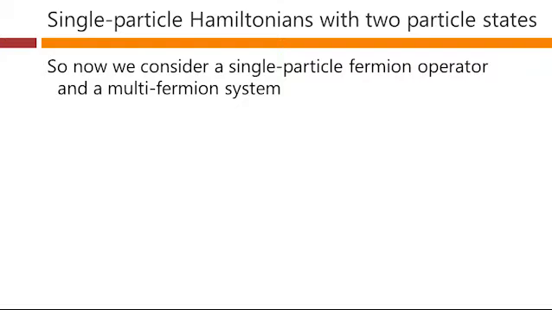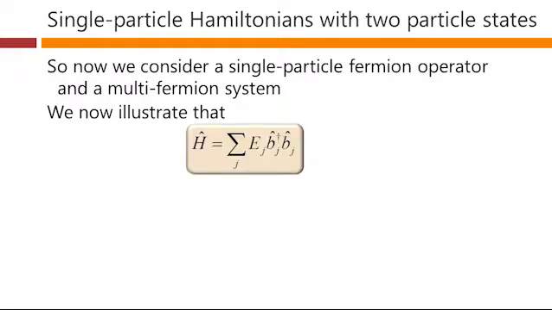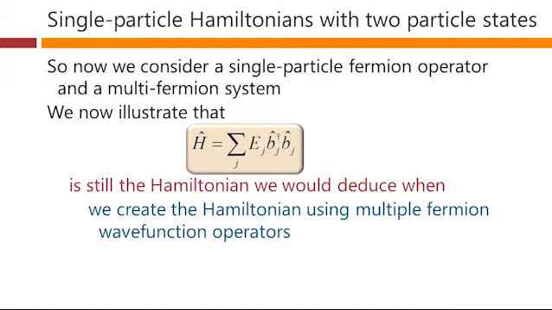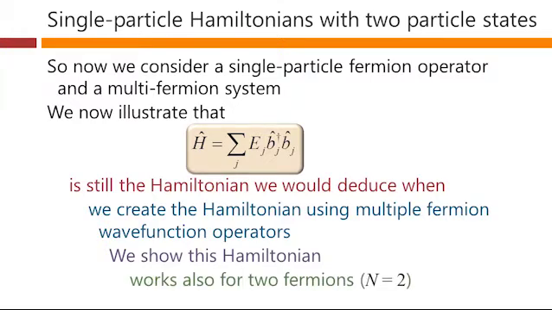So now we consider a single particle fermion operator and a multi-fermion system. We now illustrate that this form is still the Hamiltonian we would deduce when we create the Hamiltonian using multiple fermion wavefunction operators. And we're going to show this Hamiltonian works also explicitly for two fermions, n equals 2.